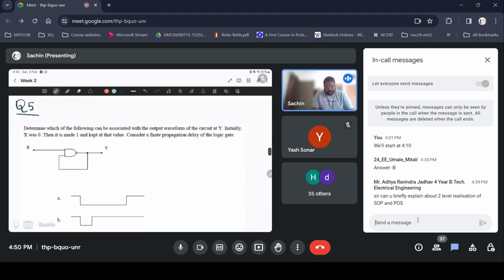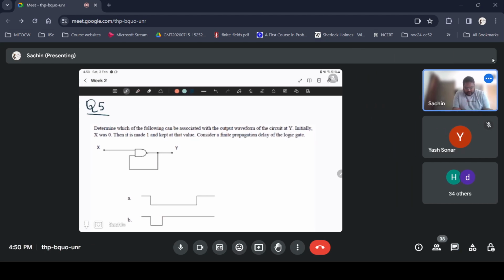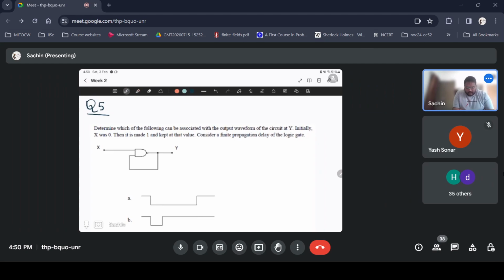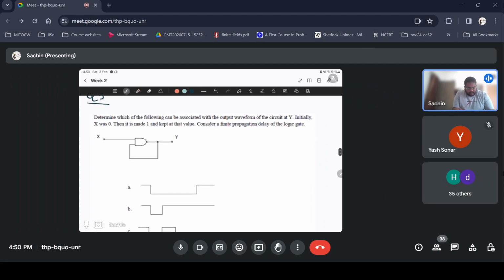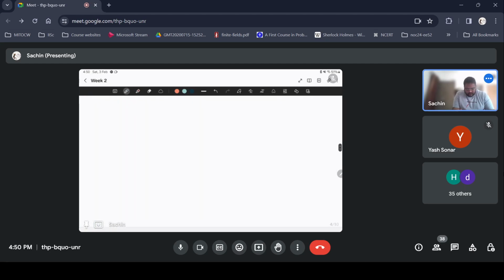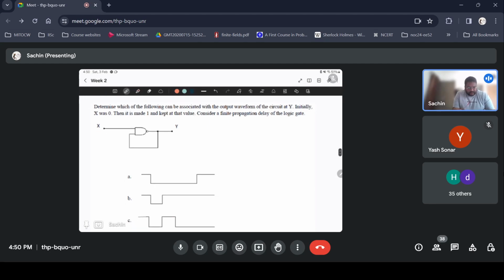Alright, we'll move to question number 5. Determine which of the following can be associated with the output waveform of the circuit at y. Initially x was 0, then it is made 1 and kept at that value. Consider a finite propagation delay of the logic gate.